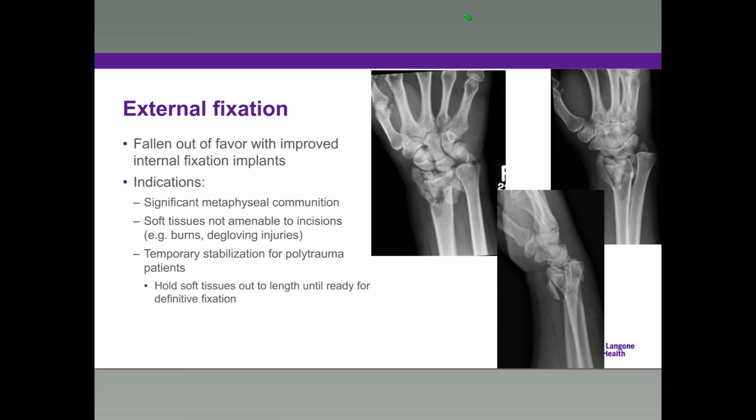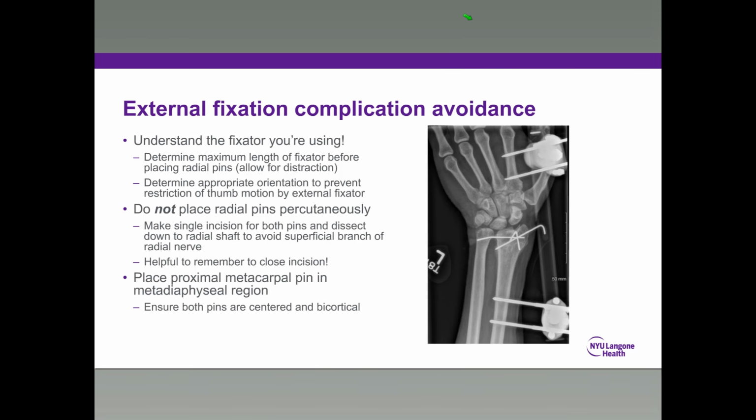Even if I'm thinking that I'm ultimately going to come back and fix this distal radius on the right, I might not get to it for a week or so, by which point everything is so contracted down, it's going to be nearly impossible for me to pull these soft tissues out to length. And so if I just provisionally fix this with an X-fix, then when I go to do my definitive fixation, everything is in a little bit better place.